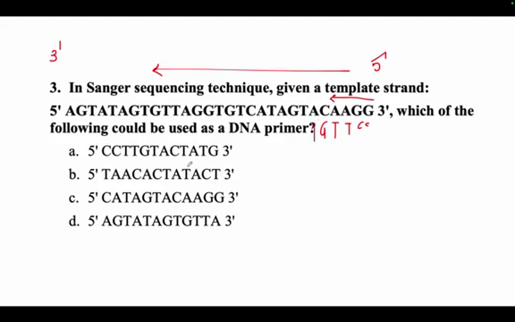Is there something which vaguely matches this? Yes. C, C, T, T, G, T, A, C, T. Yes, this seems to match this sequence up to about here, which is sufficient for its use as a DNA primer. And so we will go ahead with this as the only option that can be used as a DNA primer for Sanger sequencing. Okay.